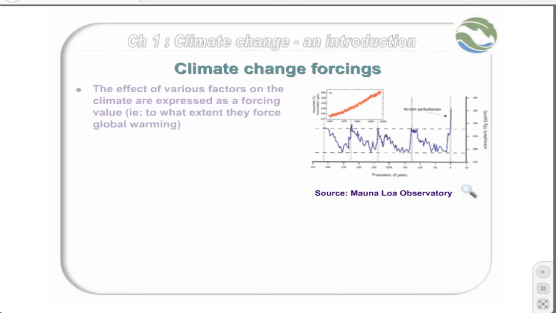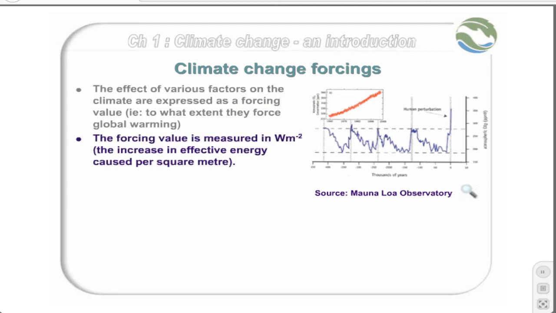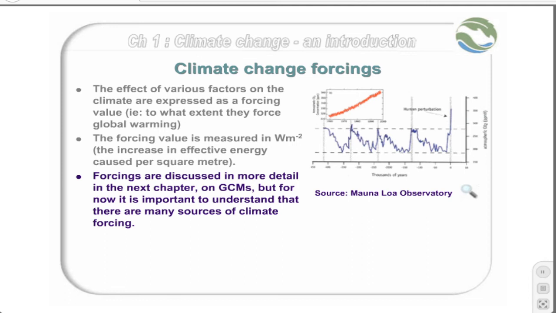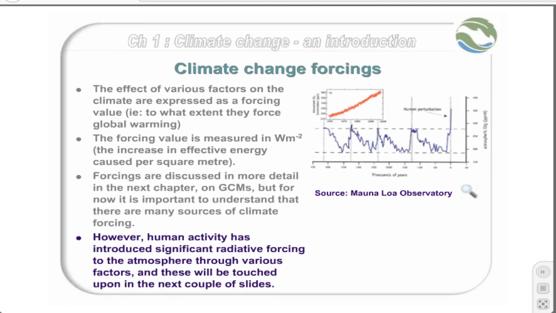The effect of various factors on the climate are expressed as a forcing value, i.e., to what extent they force global warming. The graph on the right describes the effects of carbon dioxide in the last century. The forcing value is measured in watts per square meter, that is, the increase in effective energy caused per square meter. Forcings will be discussed in more detail in the next chapter on GCMs, but for now it's important to understand that there are many sources of climatic forcing. Human activity has introduced significant radiative forcing to the atmosphere through a number of different factors, and it is these which we will touch upon in the next couple of slides.